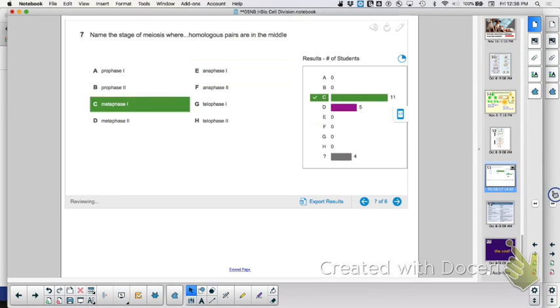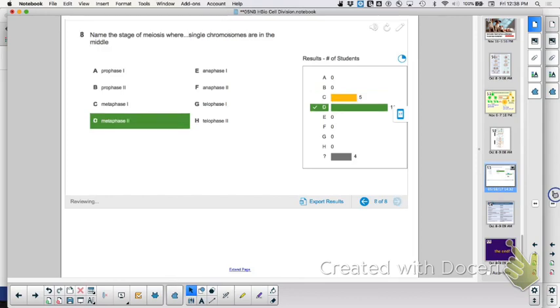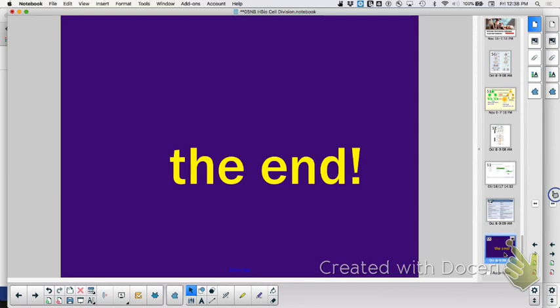7, homologous pairs are in the middle. If your pair is in the middle, how many cells am I in right now? I'm in 1 cell, so it's got to be metaphase 1. Single chromosomes are in the middle. It's a metaphase. They're single. They're not with their partner. They are not with homologous pairs. So that's got to be metaphase 2. All right. That is the end of that chapter.